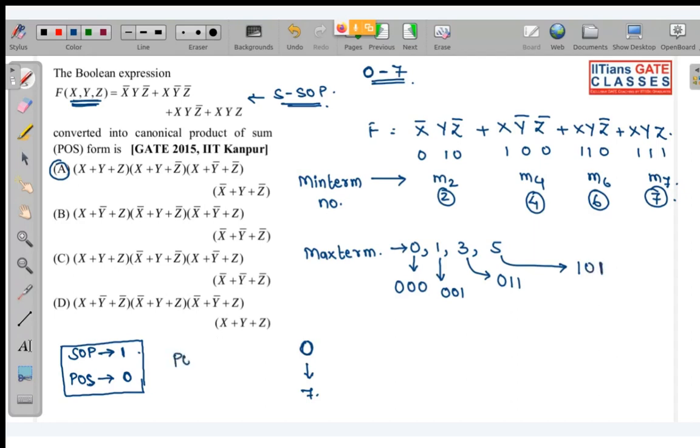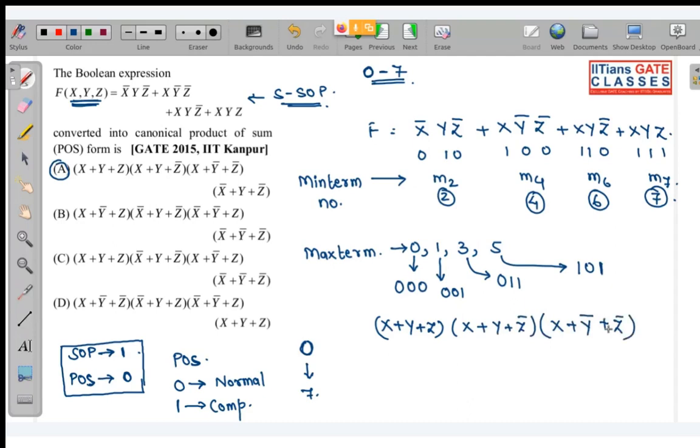And I told you, in POS, 0 corresponds to the normal form and 1 corresponds to the complemented form. So 0, 0, 0 will be x plus y plus z. This will be x plus y plus z complement. This will be x plus y complement plus z complement, and the last one will be x complement plus y plus z complement.